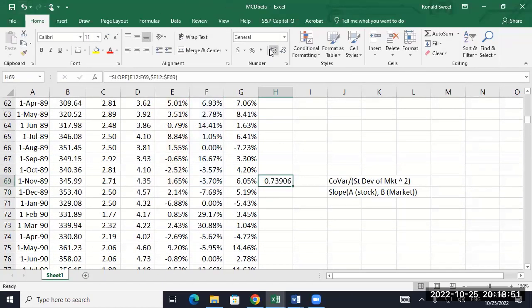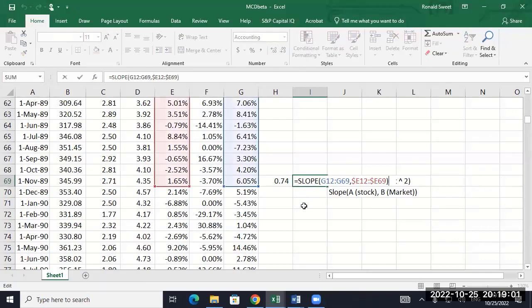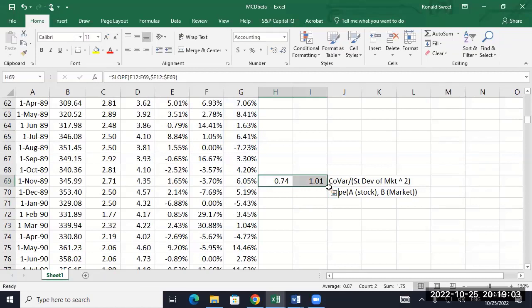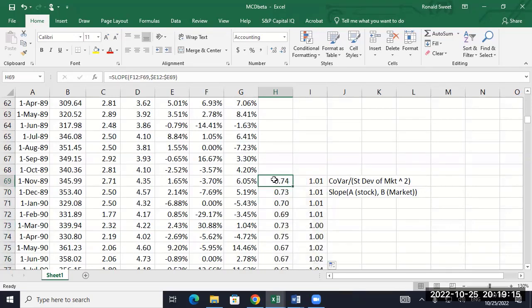So back in the 80s, Wendy's had a beta of 0.74 to the stock market, and McDonald's had a beta of 1.01. Now, would you expect Wendy's and McDonald's to have similar betas? If they're both franchised, you probably would. If one is and one isn't, you might not.